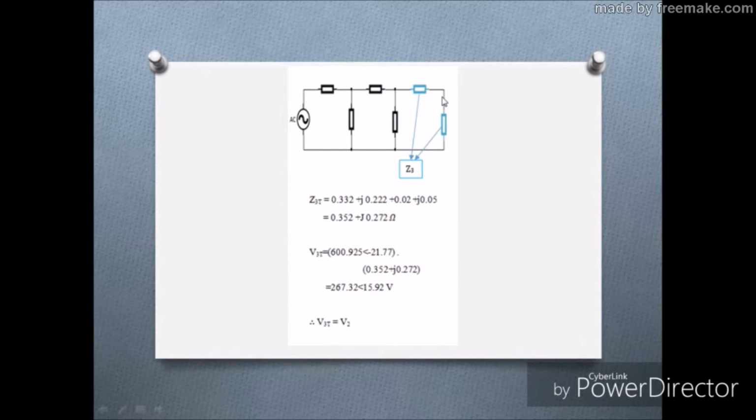Next, we're going to find the Z3T, which is the sum of the transmission line value and the load 3, in order for us to calculate the VT by using Ohm's law, which is IR. As we get the voltage at this node, V3T is equal to V2, the V at load 2, as they are placed in parallel.